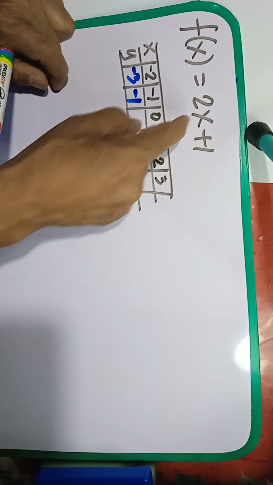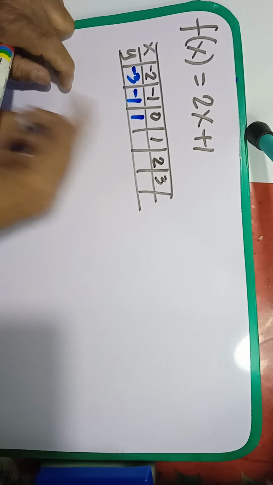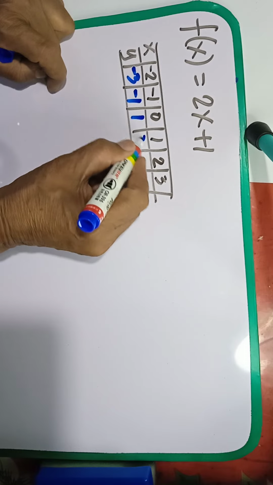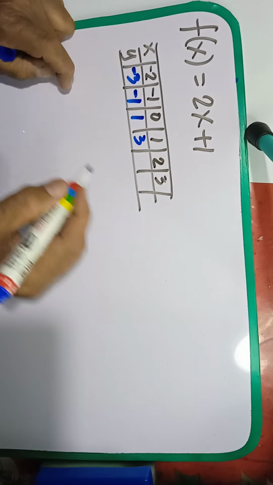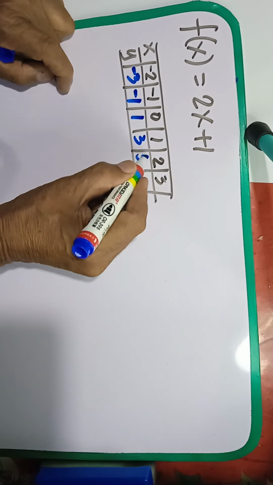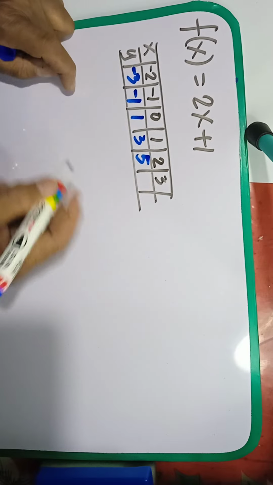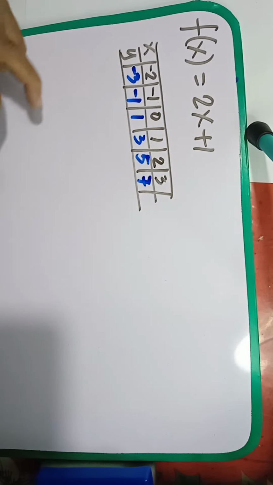If we plug in 0, we have only 1. If we plug in 1, 2 times 1 equals 2, plus 1 equals 3. If we plug in 2, 2 times 2, 4, plus 1 is 5. If we plug in 3, 3 times 2 is 6, plus 1 equals 7. Okay. That is the table for this function.